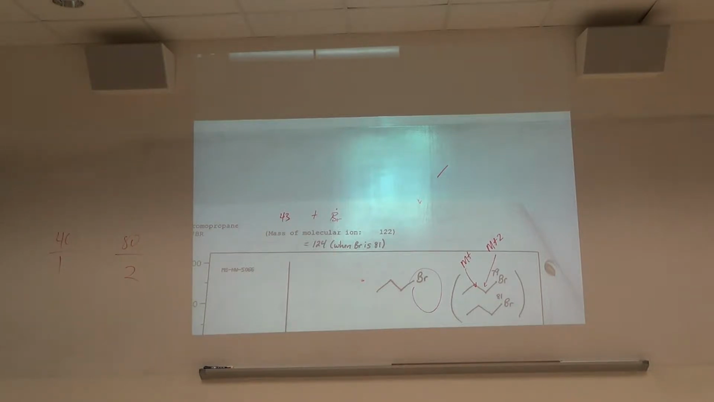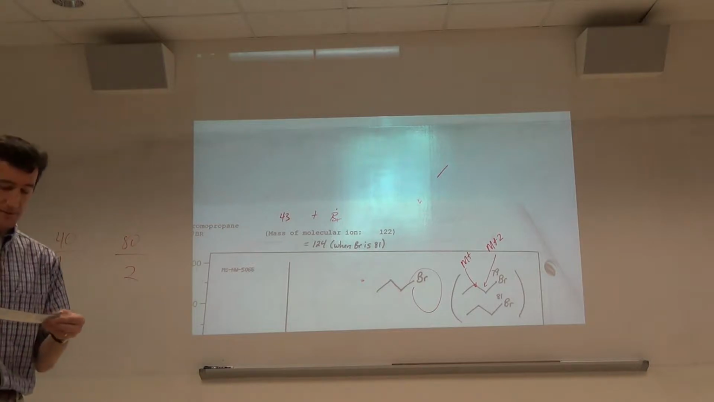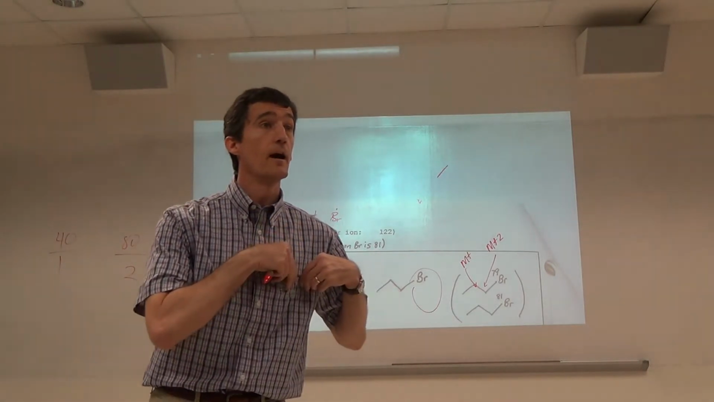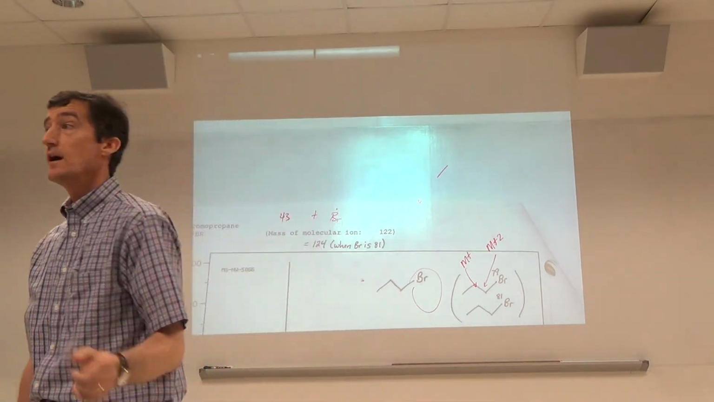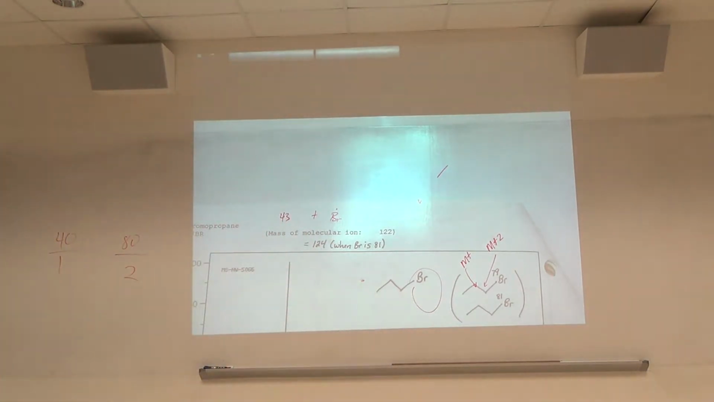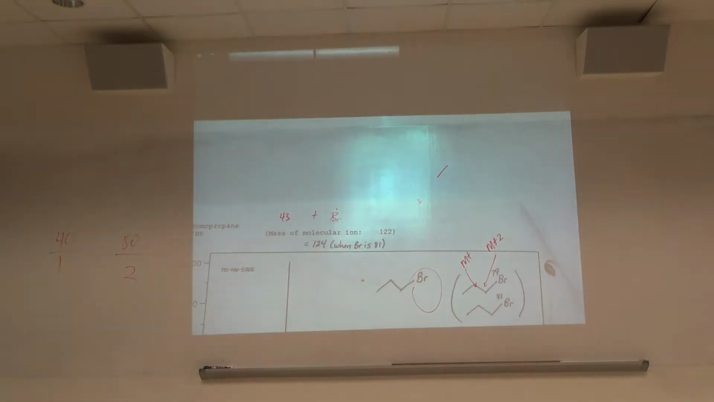Let me check my periodic table. 79.9, bromine. Why not 79 or 81? Because the periodic table is an average of your isotopes. If you take 79 and 81 and average them together, what do you get? 79.9. That's because in any bulk sample you have an average of the isotopes.